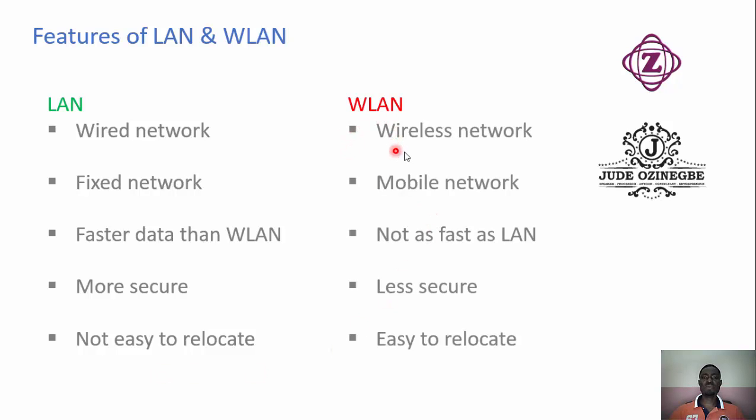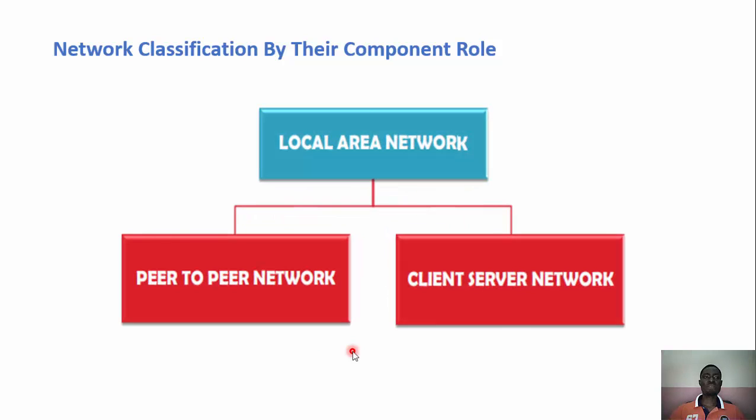However, a WLAN is a wireless network, so it's mobile, it's not fixed. You can move the wireless network devices from one point to the other. It's not as fast as a LAN, okay? It is less secure, but there are some things you can do to make your WLAN secure, and it's actually easy to relocate. So if you have something like a wireless router, you can easily relocate it.